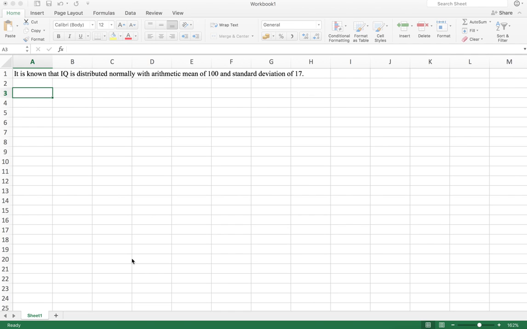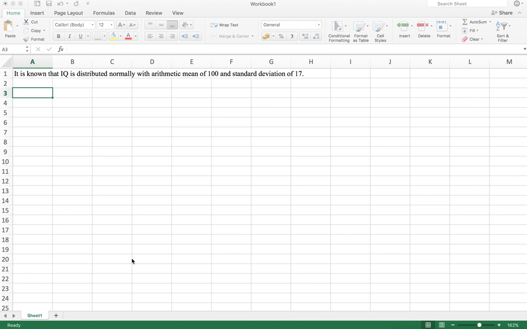We will show how to use the features regarding normal distribution in Excel. We will do this on an example of the IQ, for which we know that it's distributed normally with an arithmetic mean of 100 and a standard deviation of 17. These two parameters are necessary because each combination of the two determines the actual shape of the normal distribution.